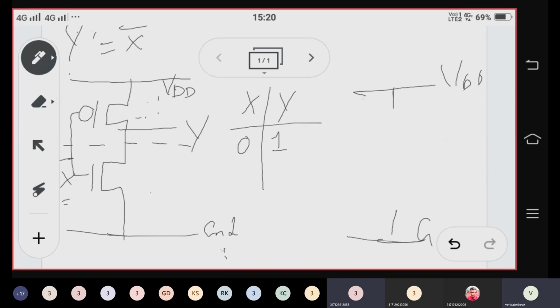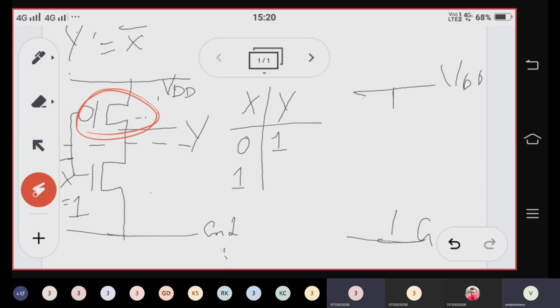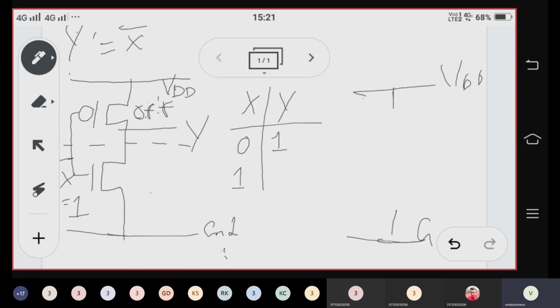Now I am giving x equal to 1. My second case is x equal to 1. So if x equal to 1, now 1 is connected to the PMOS transistor. Now the PMOS transistor is in off condition or on condition? Off, sir. Yes, PMOS transistor is in off condition. 1 is connected to the NMOS, means NMOS transistor is in on condition. Yes, the NMOS transistor is in on condition.